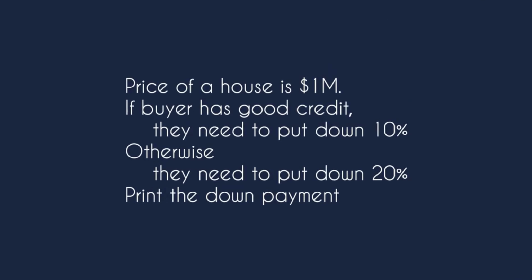Here's an exercise for you. Imagine the price of a house is $1 million. If the buyer has good credit, they need to put down 10%. Otherwise, they need to put down 20%. Then print the down payment. My solution is coming up next.